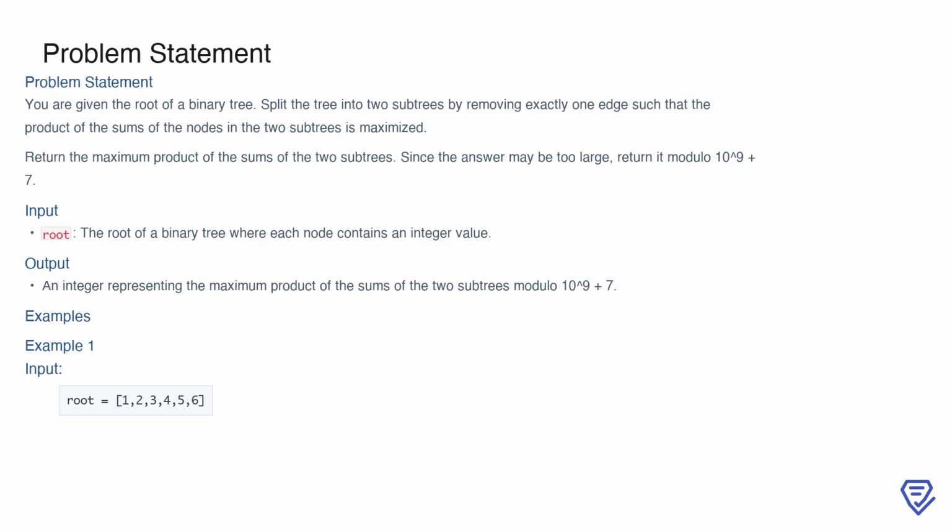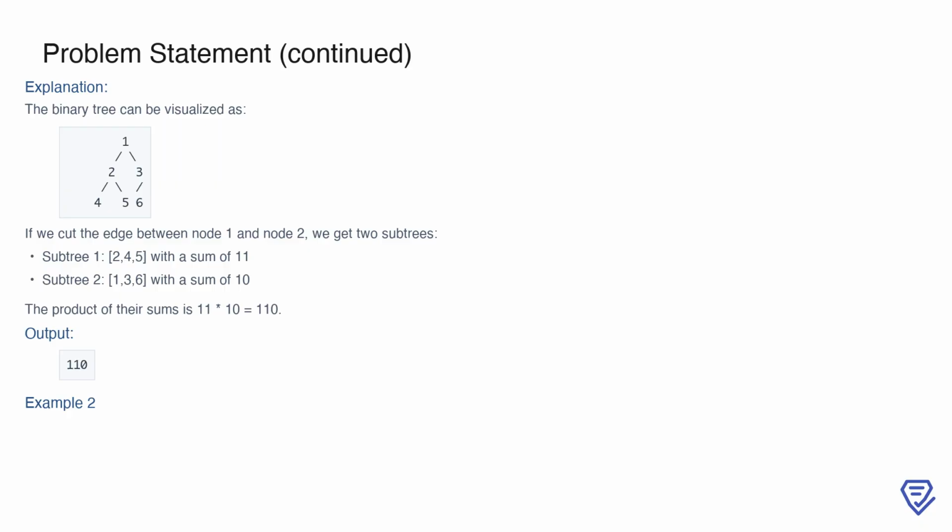Since the result can become very large, you'll need to return the maximum product modulo 10 to the power of 9 plus 7. The input consists of the root of the binary tree, where each node contains an integer value, and the output is a single integer representing the maximum product of the sums of the two subtrees after the split. To better understand, let's look at an example.